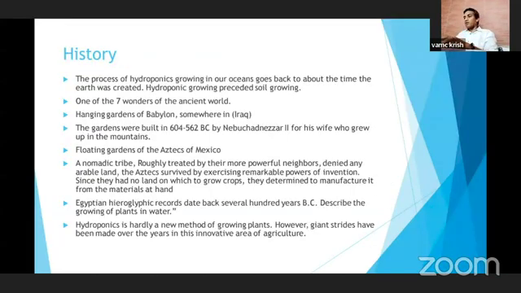Coming to the history of hydroponics, one of the seven wonders of the world, the Hanging Gardens of Babylon in Iraq, was hydroponics. Even in India, in Dal Lake in Kashmir, we did this previously. In the 6th century, gardens were built on mountains, and in Mexico there were floating gardens. These were all earlier forms of hydroponics in different ways.